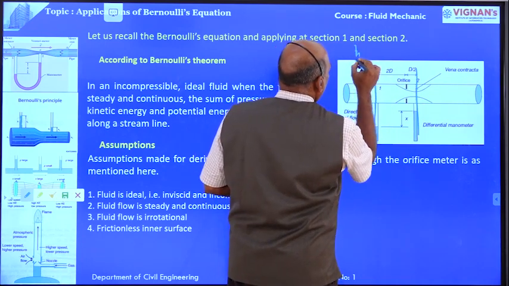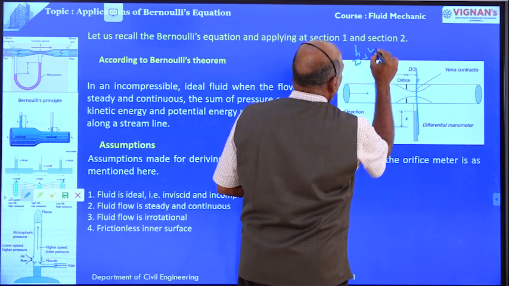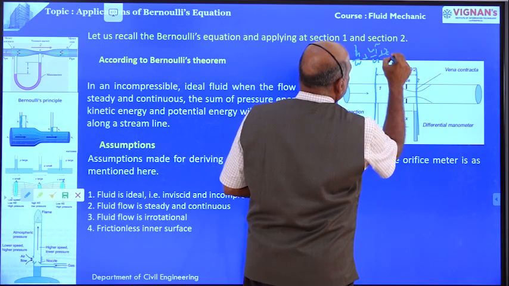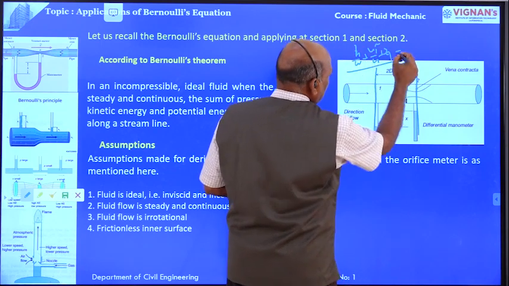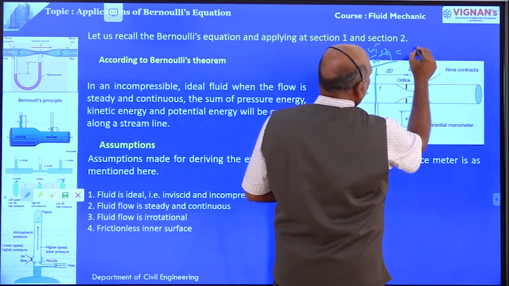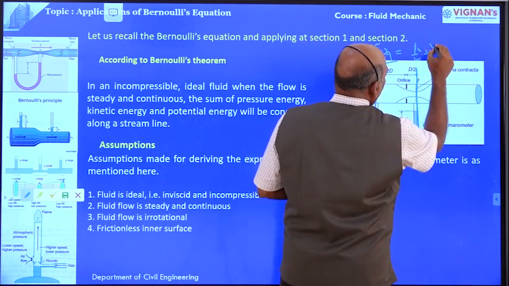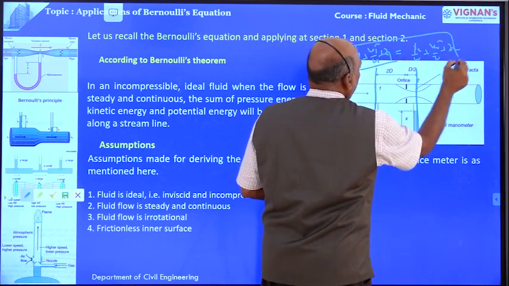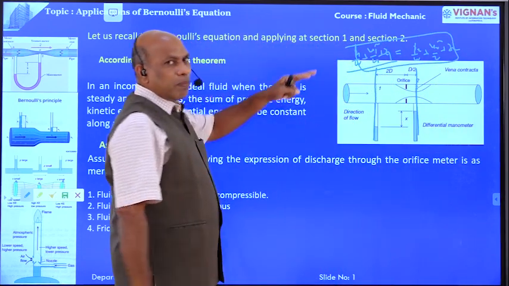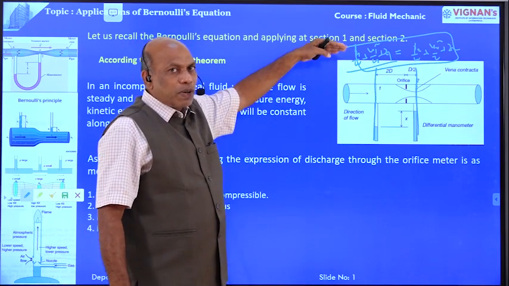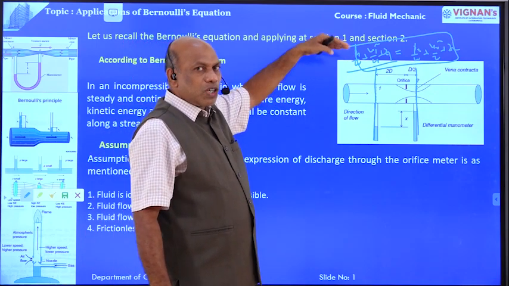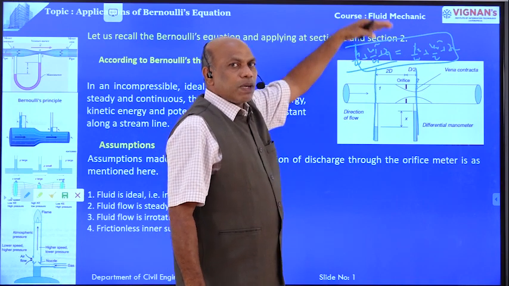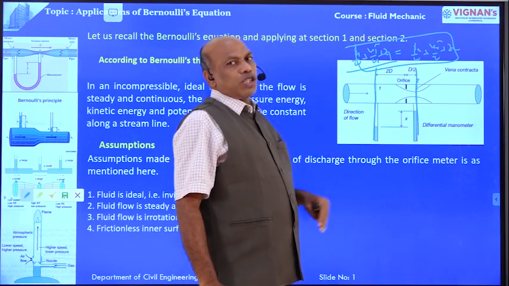Pressure head means P1 by W plus V1 square by 2G plus Z1 at section 1 is equal to section 2, P2 by W plus V2 square by 2G plus Z2. This is the Bernoulli's equation. Based on the Bernoulli's equation, the sum of the pressure head plus velocity head plus datum head at one section must be equal to that at another section.